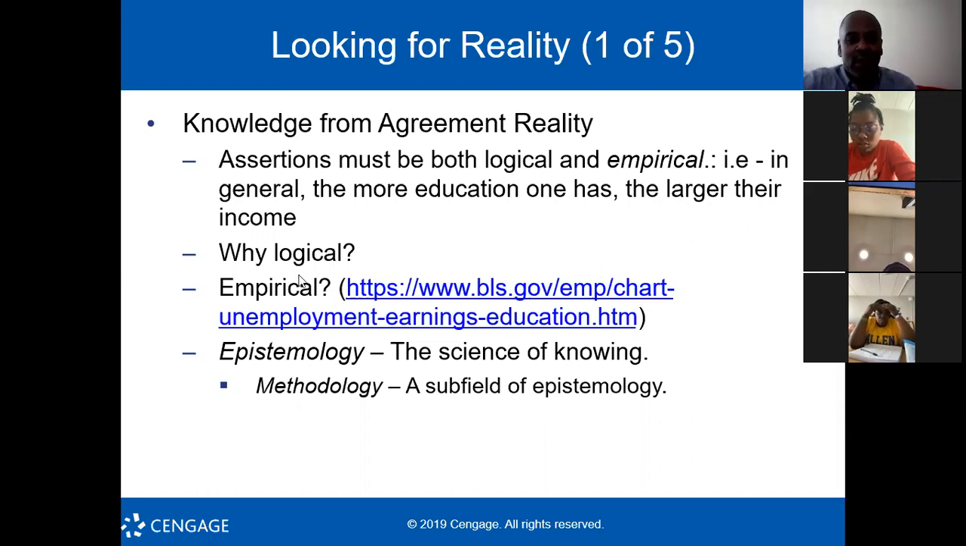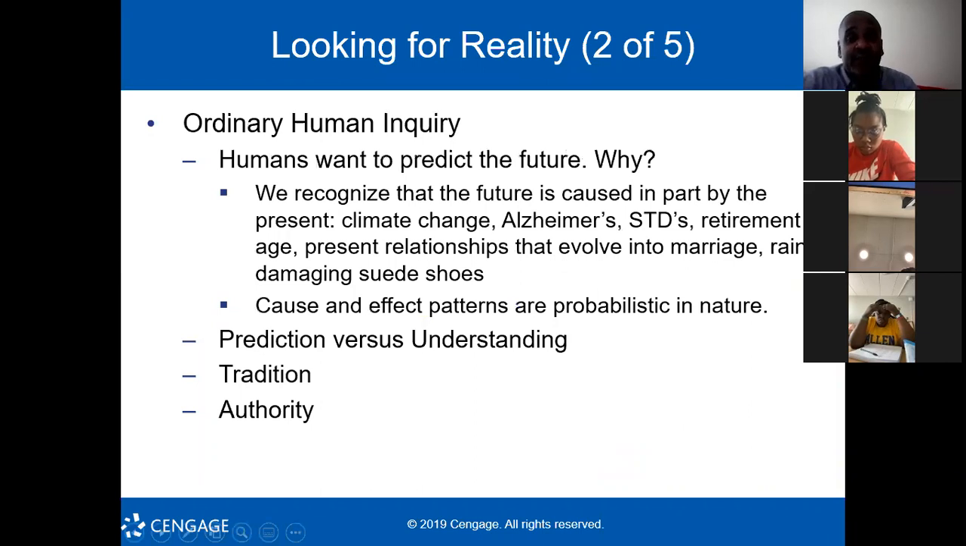I'll come back to this in a moment. But empirical is evidence that we can see, touch, and feel. Ideally, Janaya, empiricism is in the form of numbers. It's in the form of numbers.